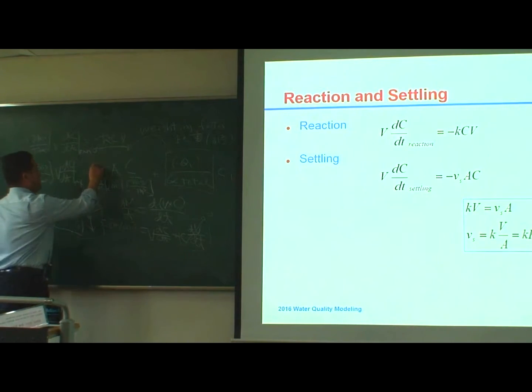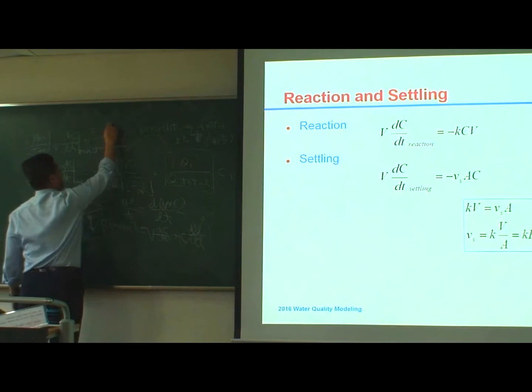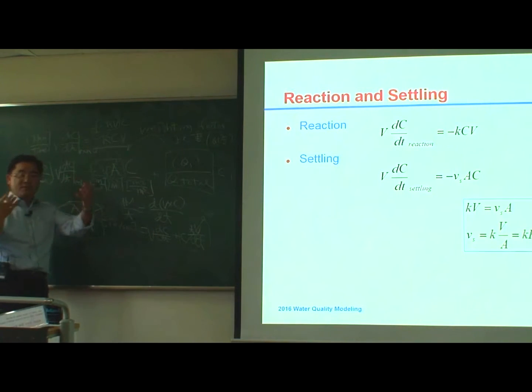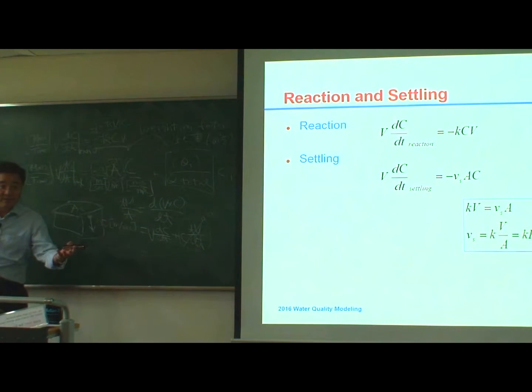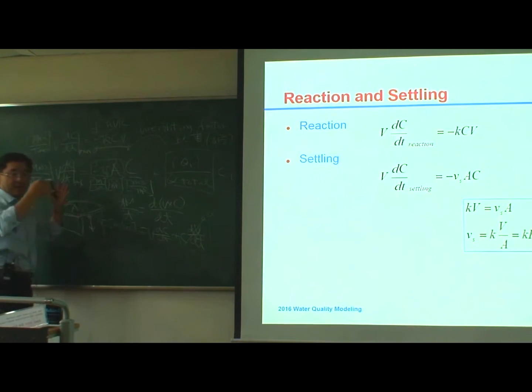So these two, and if we rearrange this one, minus kVC, this one and this one, they have a very similar function, a similar role. One is about volume, the whole volume, okay? My reaction occurs in the whole volume. But my settling occurs over the whole area, and they settle together, like that.